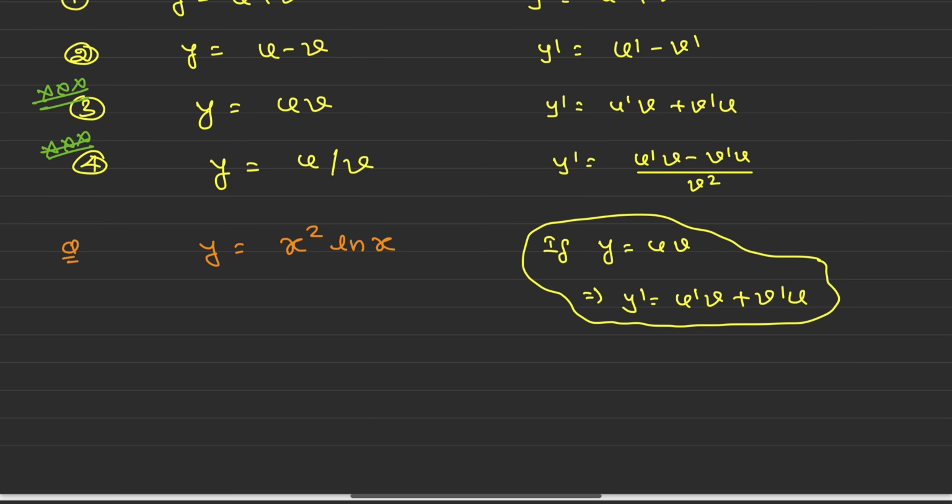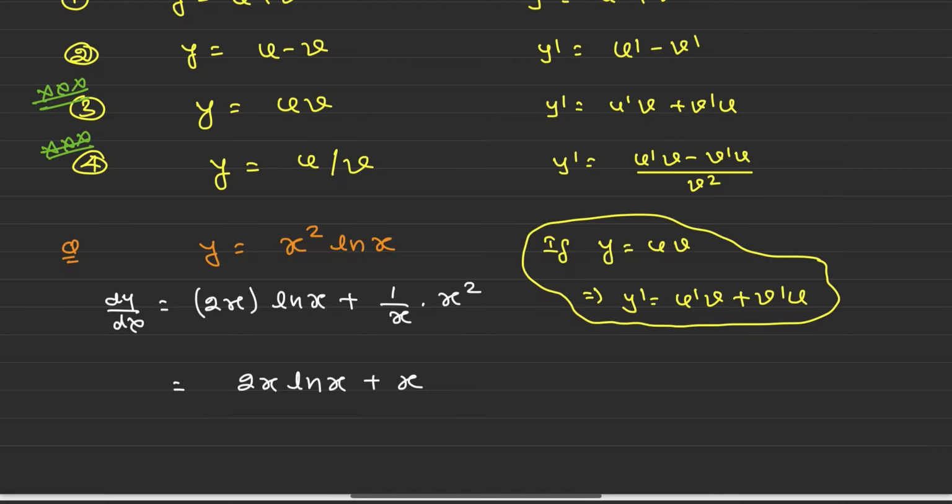Let us do. From here you can say dy by dx value will become equal to what? Derivative of x square will become 2x, second will be as it is, plus derivative of the second function, log x, derivative will become 1 by x, first function will be as it is, that is our x square. If we simplify this particular part, what you will get over here? 2x log x plus x. This will be our answer.